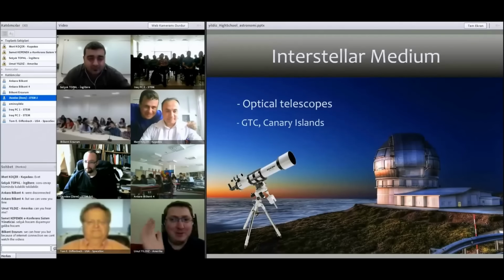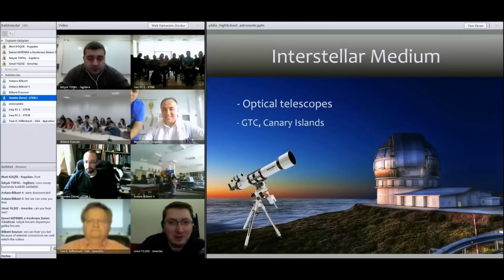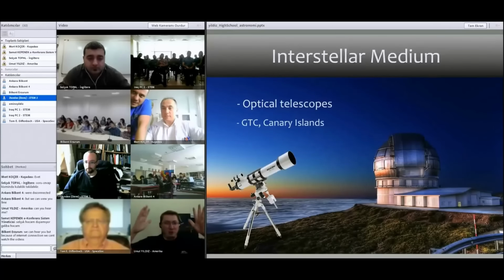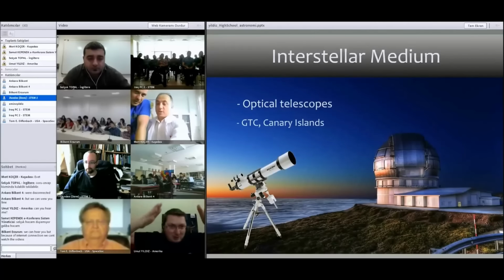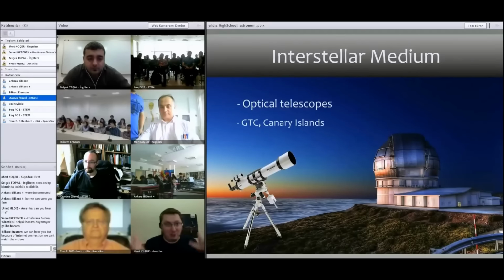So for example, this is Gran Telescopio Canarias. It's a telescope in the Canary Islands. The mirror size is something like 10.2 meters. Can you imagine, a mirror of 10.2 meters, probably from one wall to the other wall in your room, it's huge. And imagine how much weight it is, to make it turn accurately into the space.